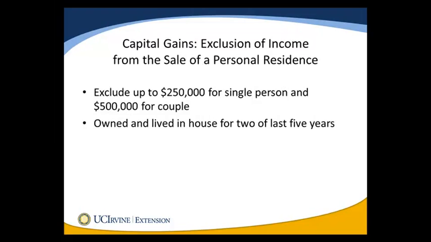Let's look at capital gains on the sale of your house. When you sell your house, you can exclude up to $250,000 in profit from your taxable income if you're single, or $500,000 for a married couple. There are certain exceptions around this, so be sure to read up on this if this pertains to your situation.